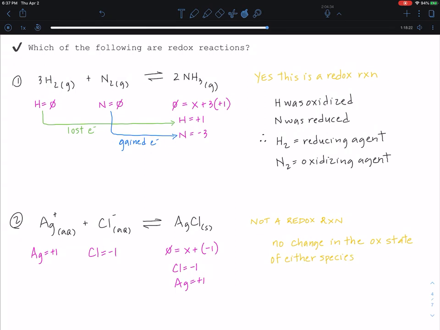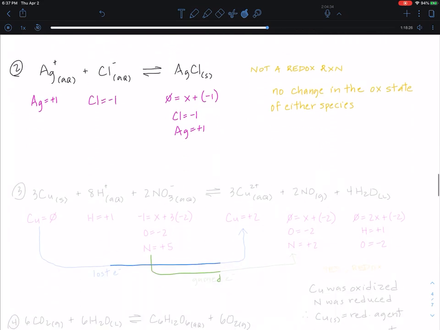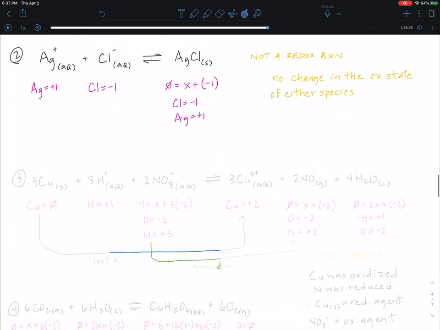So even though you see charge on the reactant side and no charge on the product side, there's no net change in the oxidation state of either species. So there was no transfer of electrons. Nobody gained electrons, nobody lost electrons, right?